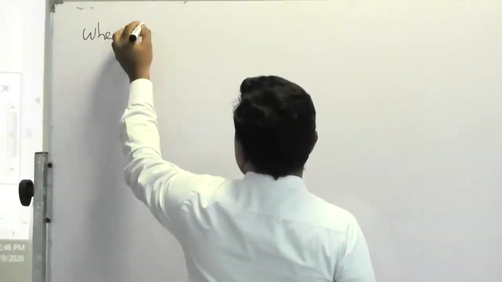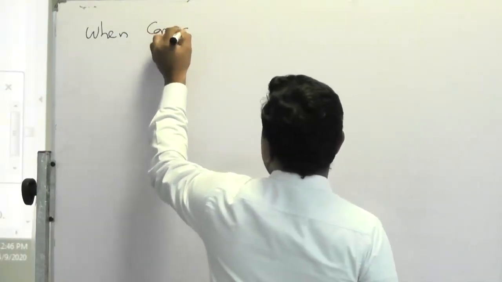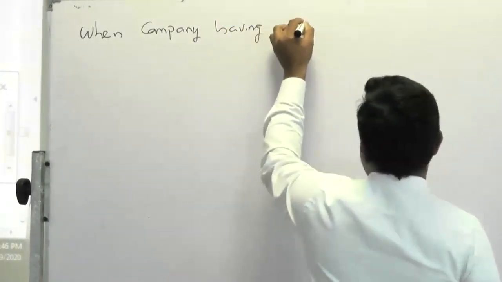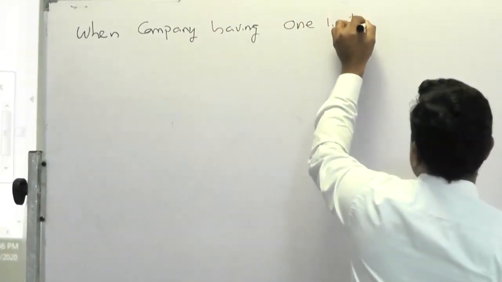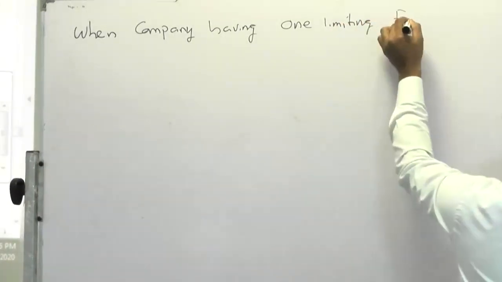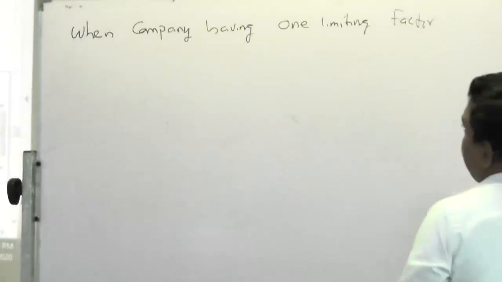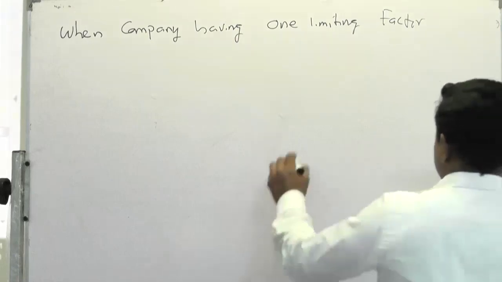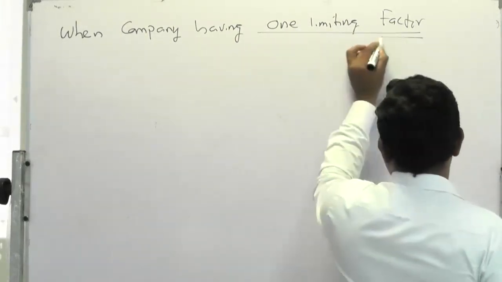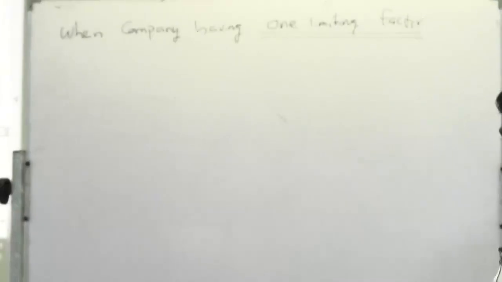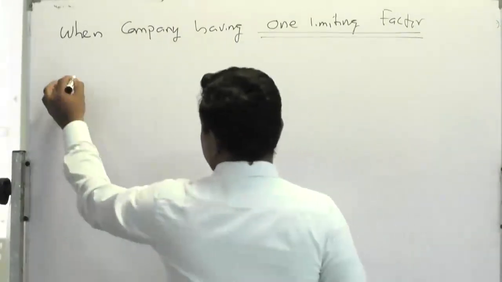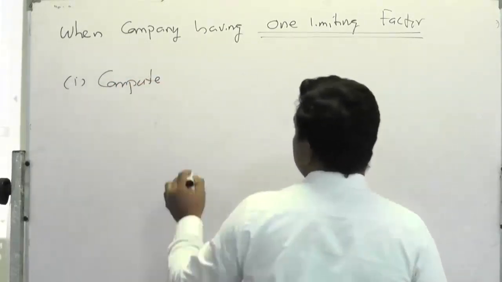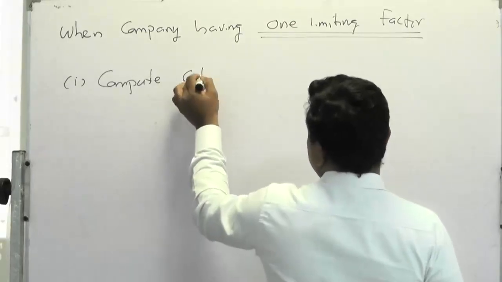When a company or entity is having one limiting factor, why am I taking one limiting factor? Because sometimes material type A, material type B, likewise you have more limiting factors. But here we are discussing when the entity has only one limiting factor. What is number one? Compute contribution per unit.